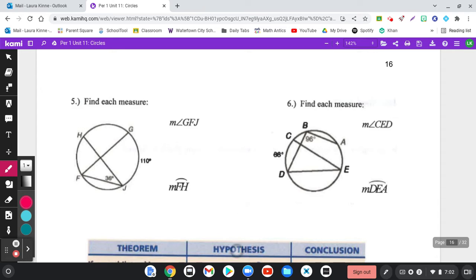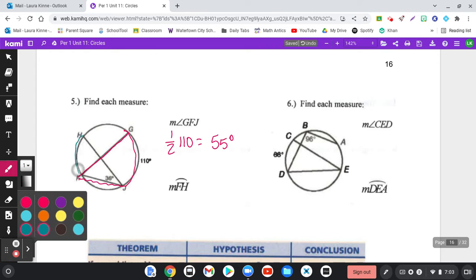But if you look at the measure of GFJ, it is half of 110. Sorry, this is hard to write on. Which would be 55 degrees. And if you want to go to arc FH over here, that's going to be double 36. 2 times 36 is 72 degrees.